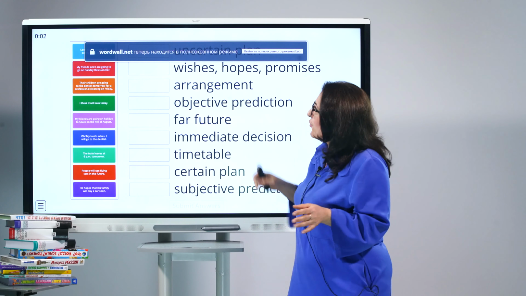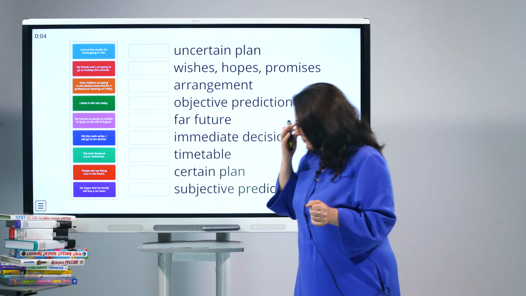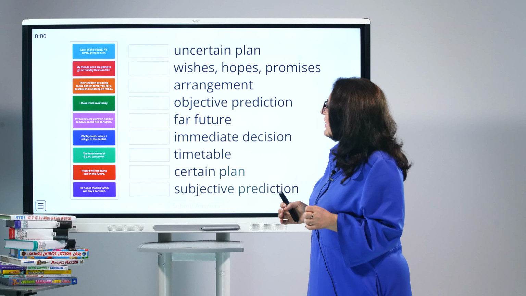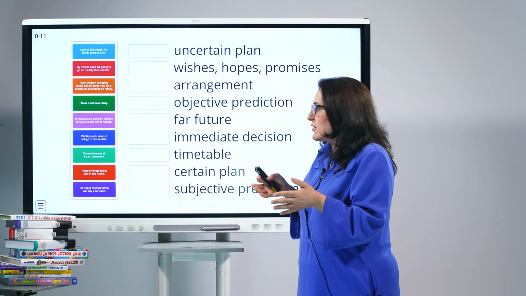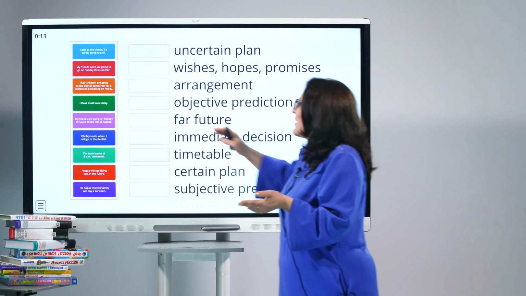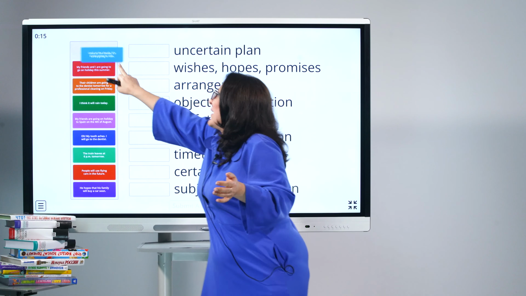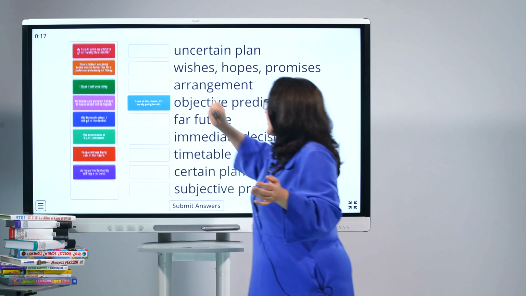Okay, the first situation, let's just see what it is. Look at the clouds. It's surely going to rain. So we have what? We have evidence. So it's about predictions, which are based on evidence, objective predictions.